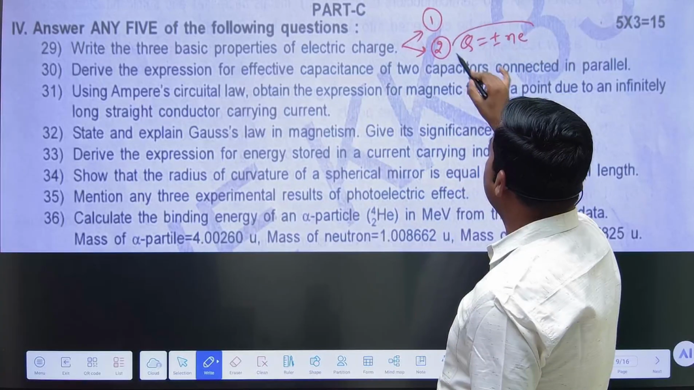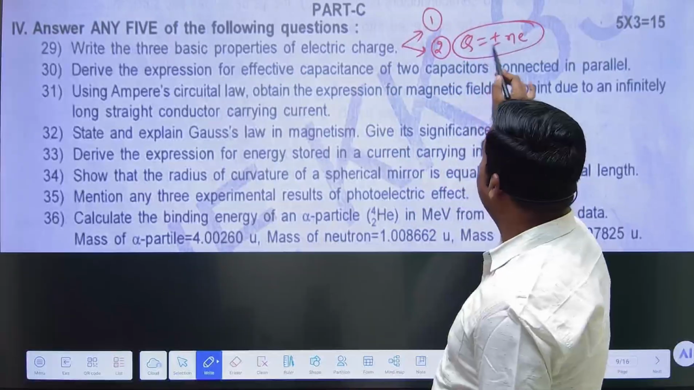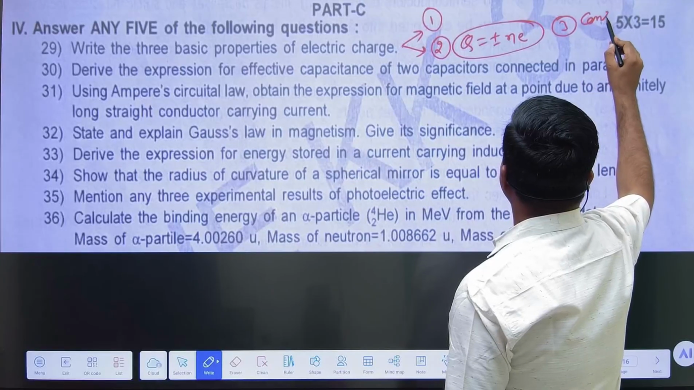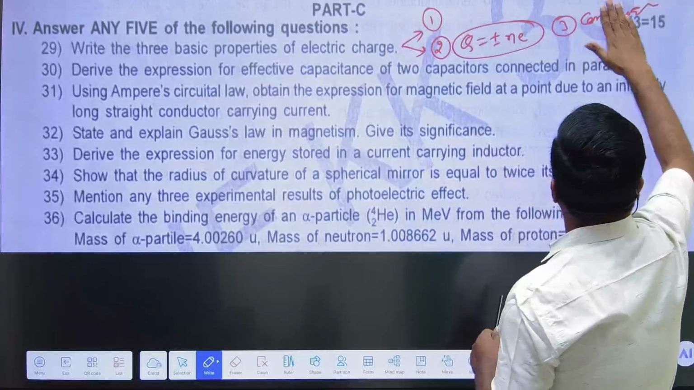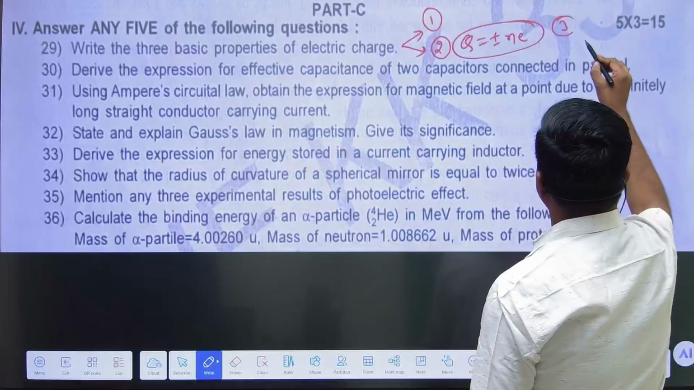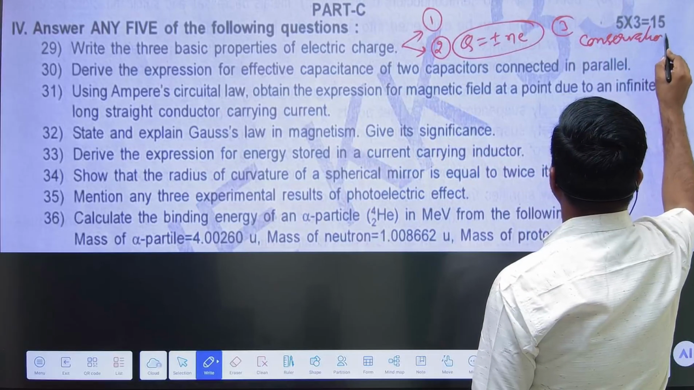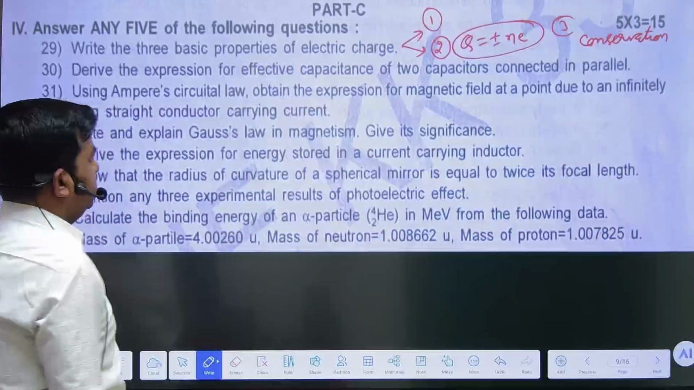You know Q equal to NE. So first property is additive in nature, second follows the principle of quantization, and third one is follows conservation of charge. Conservation of charge. Okay, here we have to write conservation of charge. So these are the basic properties of charge.